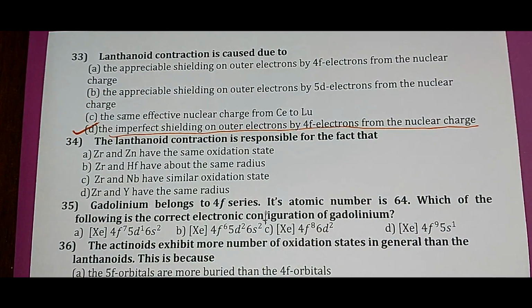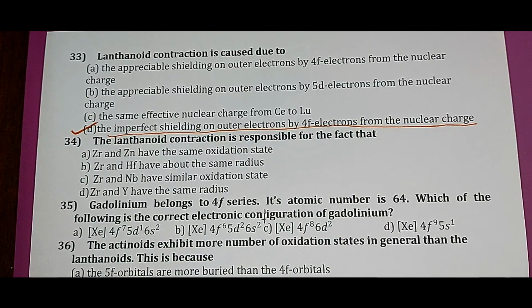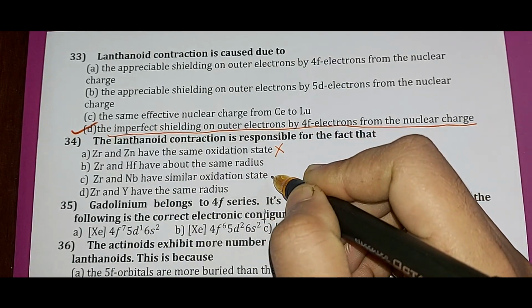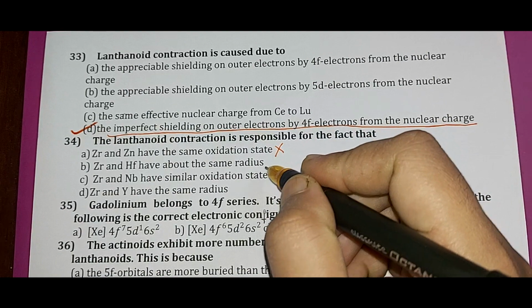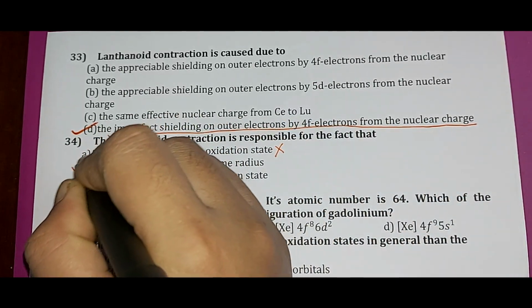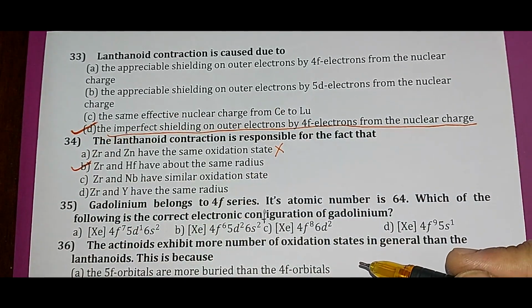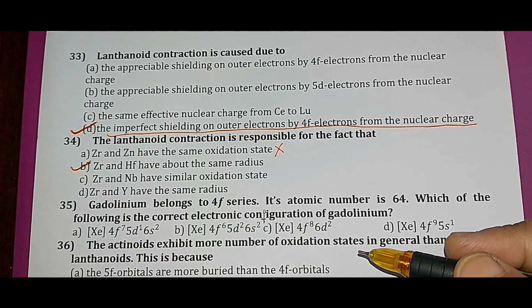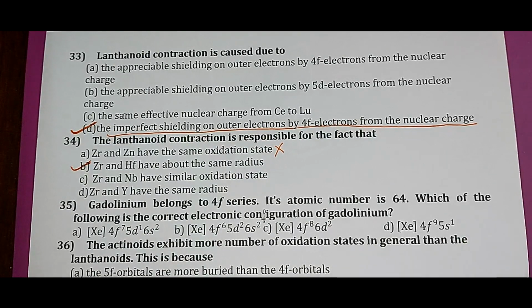Next, question number 34. The lanthanide contraction is responsible for the fact that zirconium and zinc have the same oxidation state? No. Zirconium and hafnium have the same radius? Yes. Option B is the correct answer. Zirconium and hafnium have same atomic radii as a consequence of lanthanide contraction.